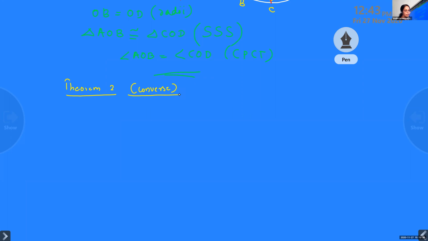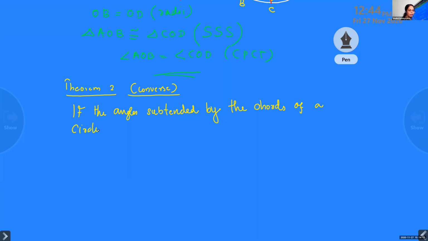Converse. Okay. If the angles subtended by the chords of a circle at the center are equal, then the chords are equal.